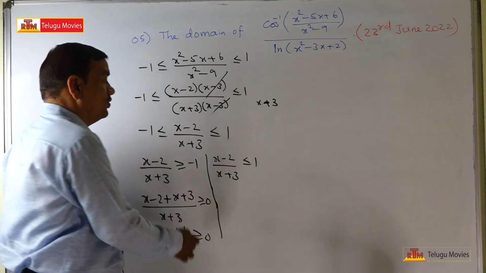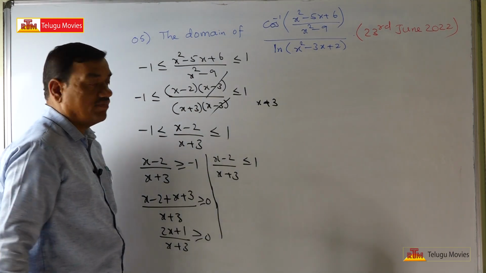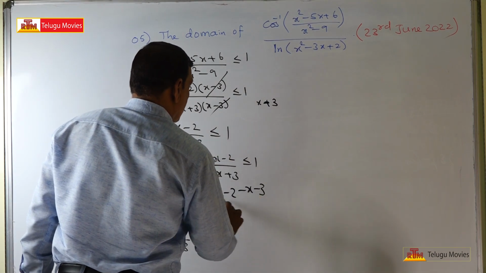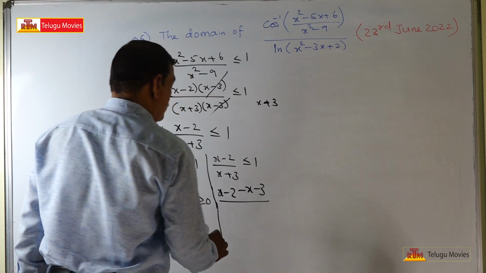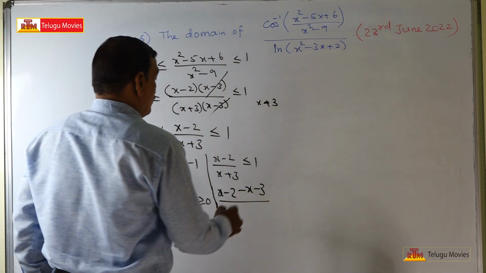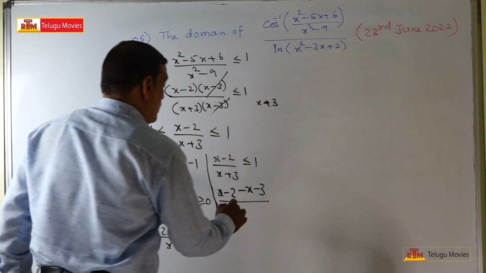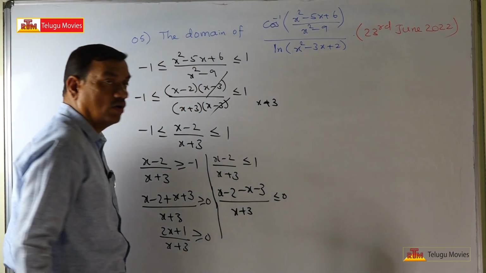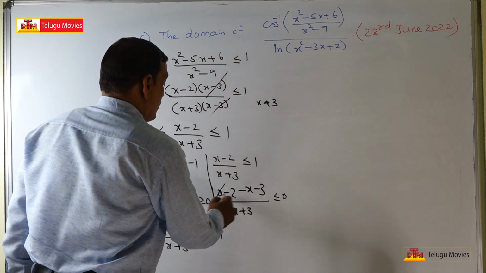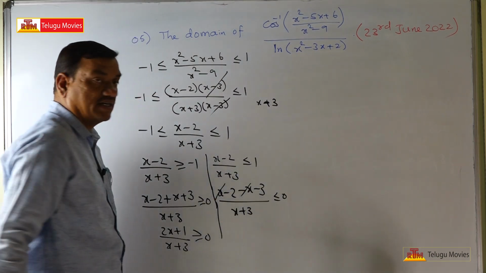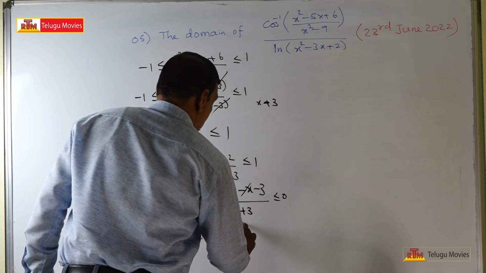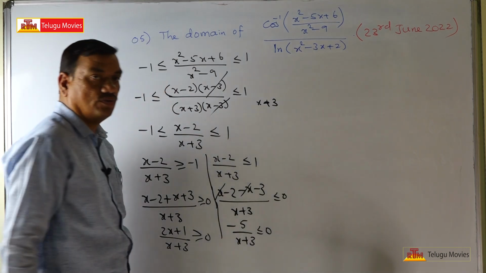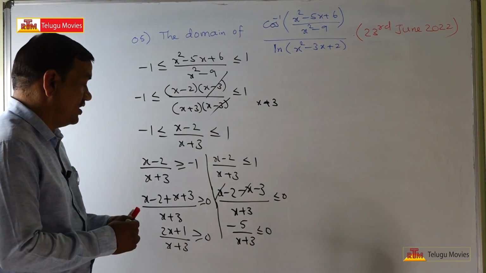Now coming to here, take 1 to the left hand side. So this is x minus 2 minus x minus 3 upon x plus 3 less than or equal to 0. Now x minus x will get cancelled. So this will become minus 5 upon x plus 3 less than or equal to 0. So this is the second inequality we got.